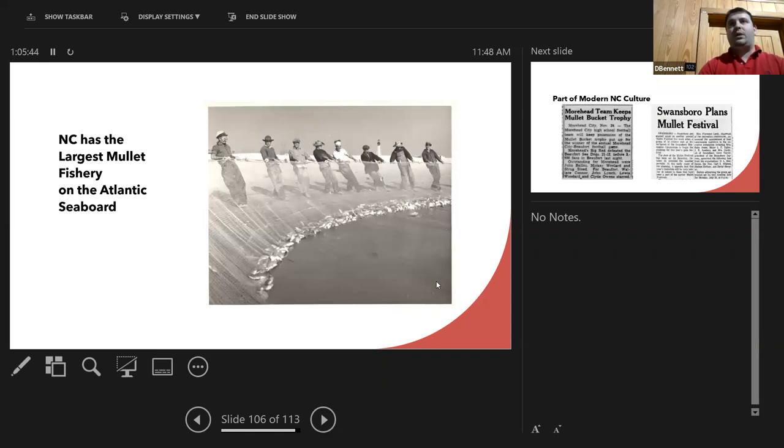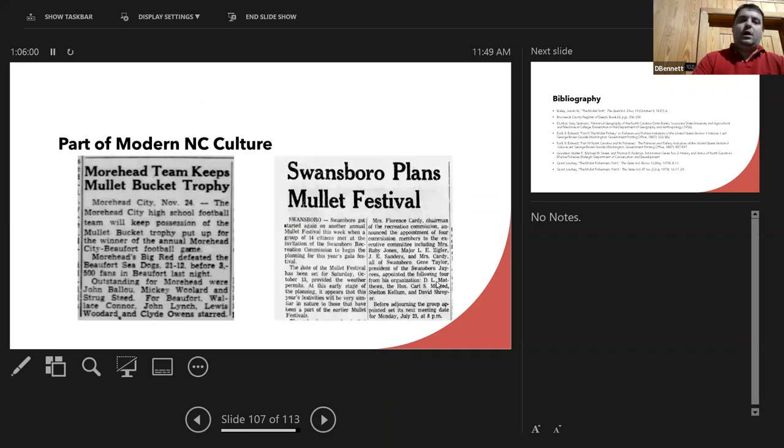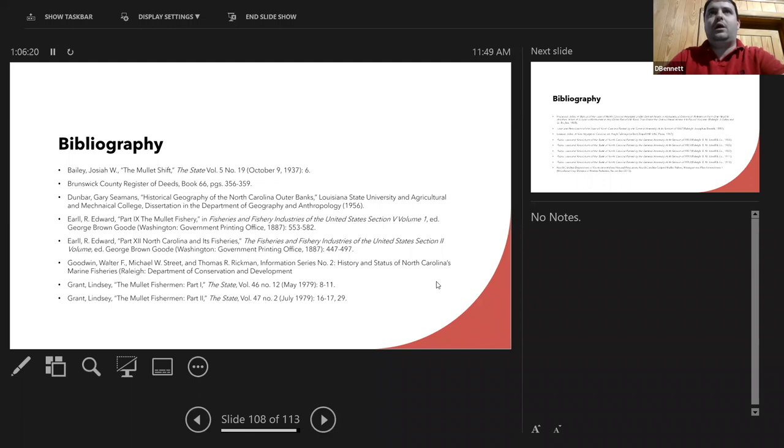But despite everything that the mullet fishery has been through in North Carolina, it's still a healthy fishery. North Carolina has the largest mullet fishery on the Atlantic seaboard of the United States, and it is still very much part of North Carolina culture. You have the Swansboro Mullet Festival in October, and you also have the Mullet Bucket, the football rivalry between East and West Carteret High Schools here in Carteret County, which takes place in the fall. And so that's everything I have for y'all.